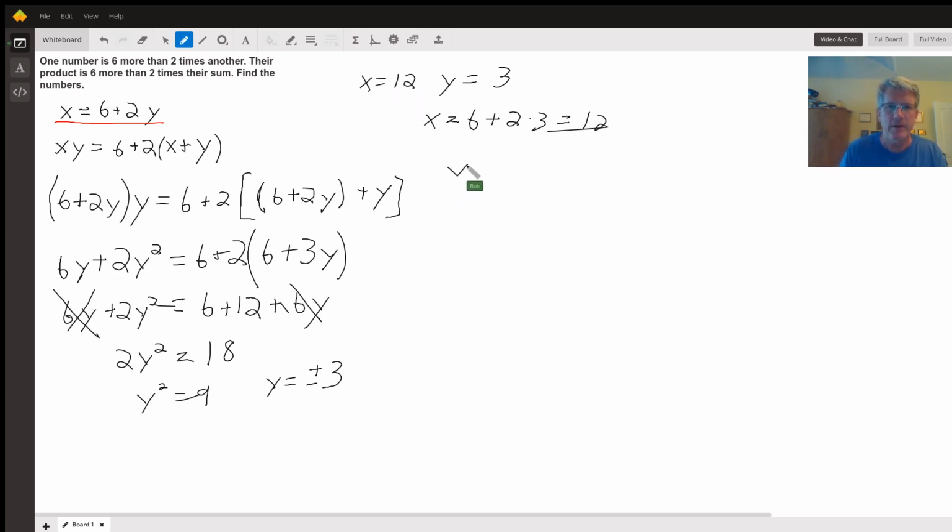All right, how about when y is equal to negative 3? When y is equal to negative 3, then we have x is equal to 6 plus 2 times negative 3, which is equal to 6 minus 6, which is equal to 0. So over here, we have x is equal to 0, and y is equal to negative 3. So there are actually two solutions. Now, does that make sense?